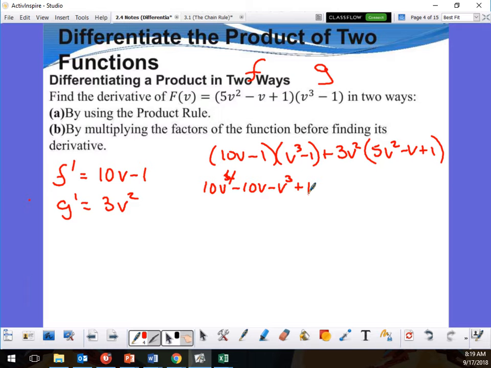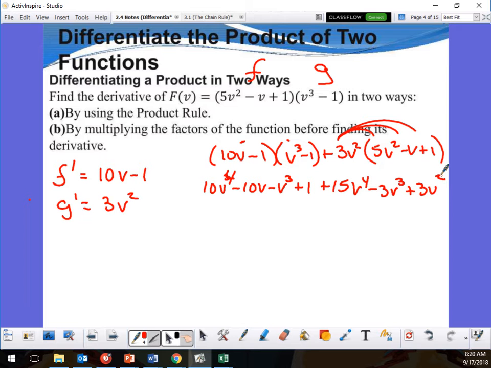Yes? I distributed these, my first two right here. Okay, I distributed those. And let's distribute this. So it's going to give me plus 15v to the fourth, right? And then that's going to be minus 3v cubed. And then it's going to be plus 3v squared.